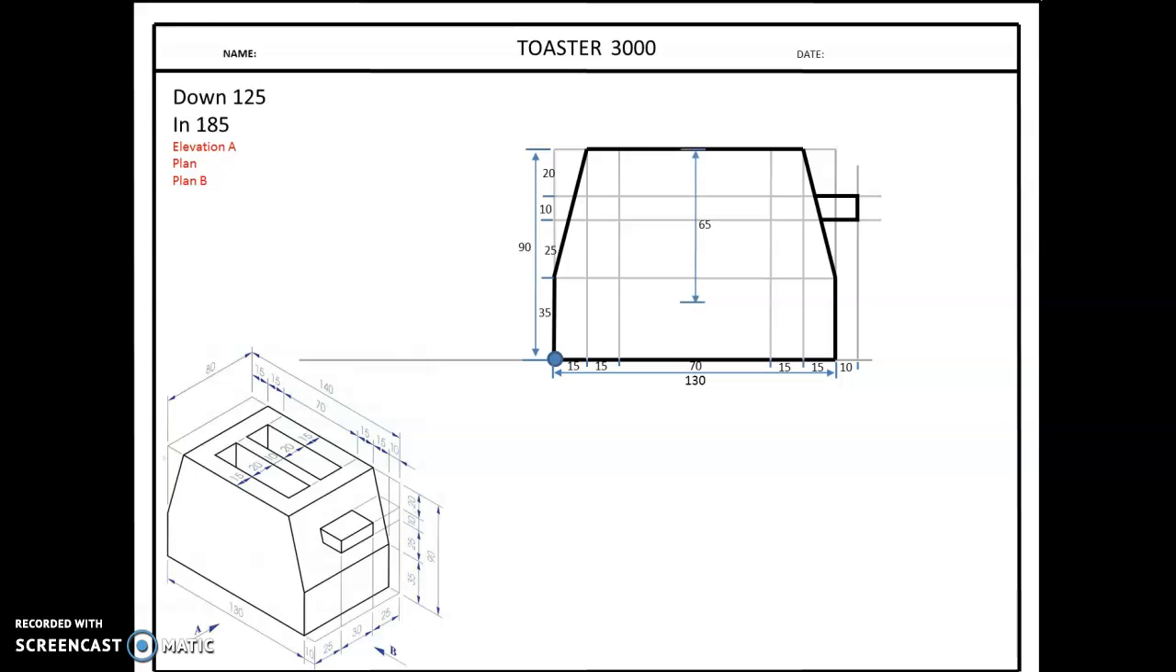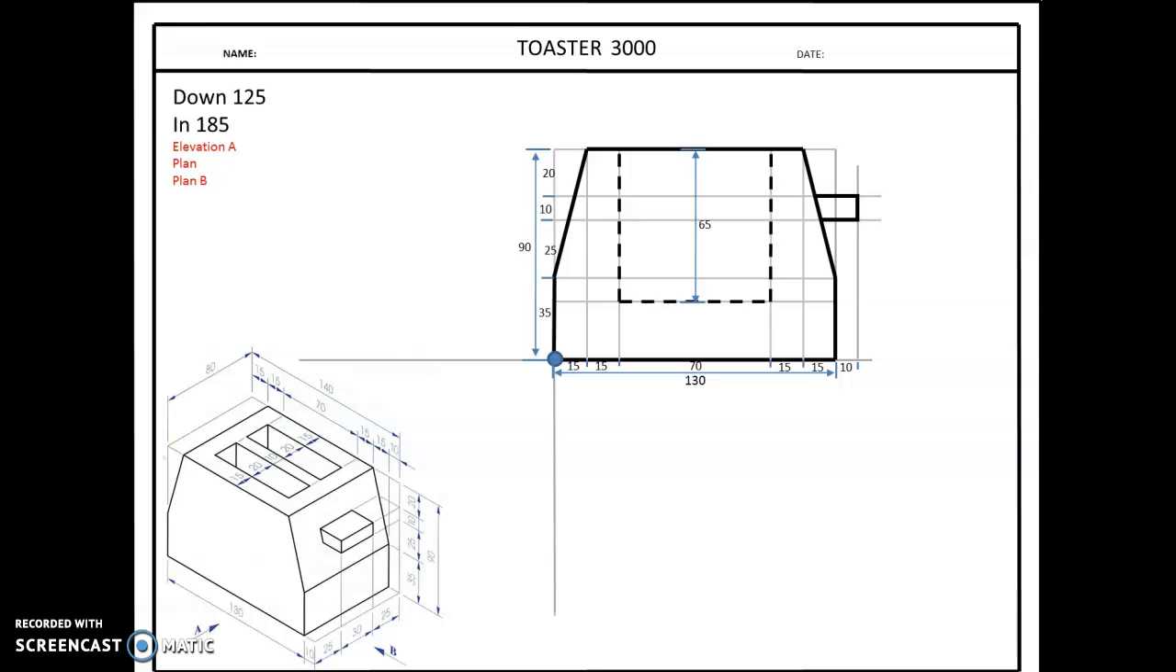Now, what do we not see? We don't see the slots for the toast, so that's there and there, okay? So we're going to come down 65 for that, and I'm going to draw in those dotted lines, there and there. And you can remember, lads, that dotted lines represent things that we can't see, but we know that are there, okay? So let's move on a little bit now, come down to the plan.